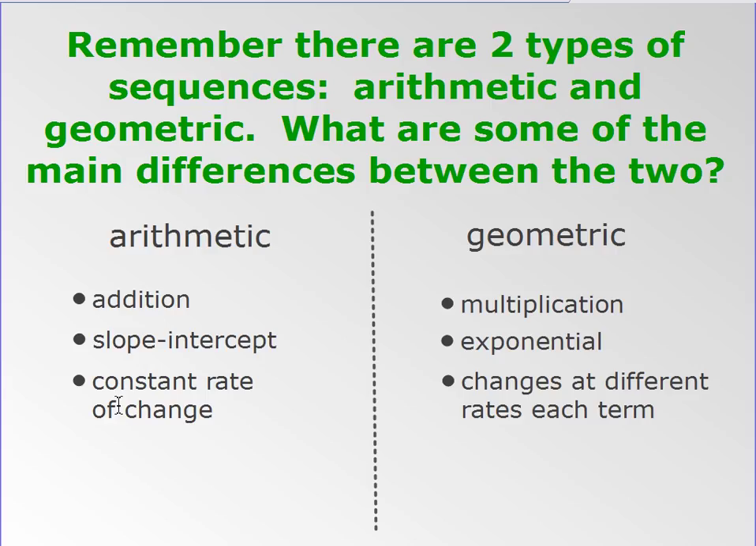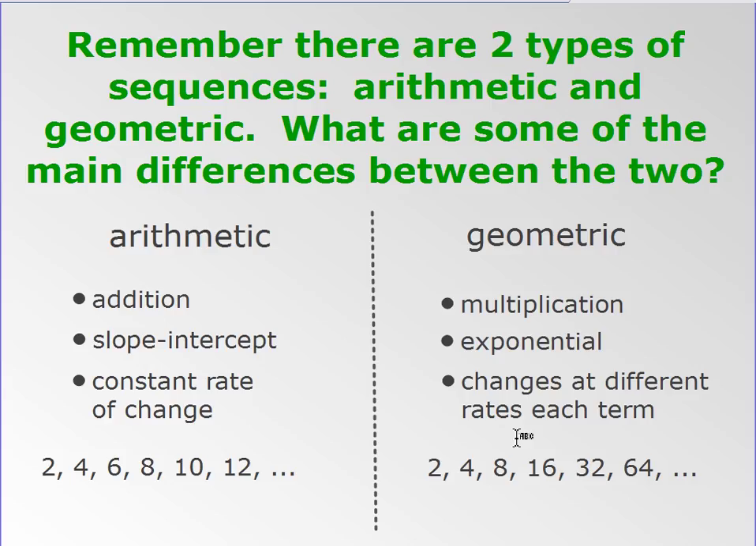An arithmetic sequence, of course, has a constant rate of change. Since it's linear, it has a constant rate of change. A geometric sequence has a rate of change that is not at all constant. Let me show you what I mean.